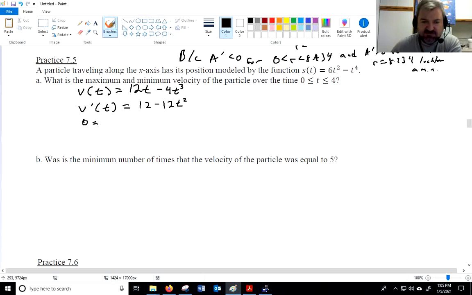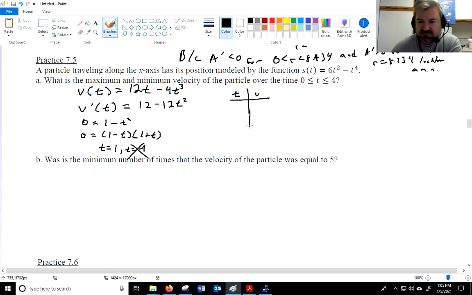I'll set this equal to 0. I'm just going to go ahead and divide by 12 right off the bat and factor this as 1 minus t, 1 plus t. You can see that gives us answers of t equals 1 and t equals negative 1. Well, t equals negative 1 is not in our domain. We're looking at 1. So we'll evaluate at the endpoints and at our one critical number.